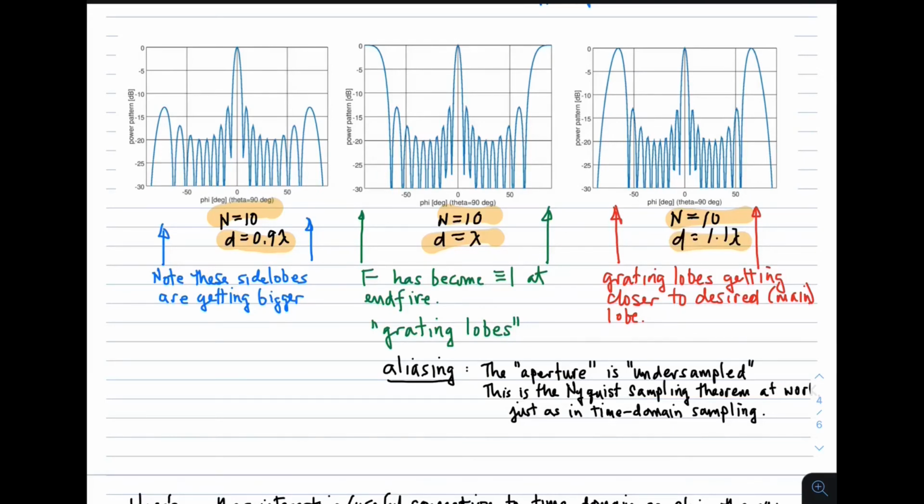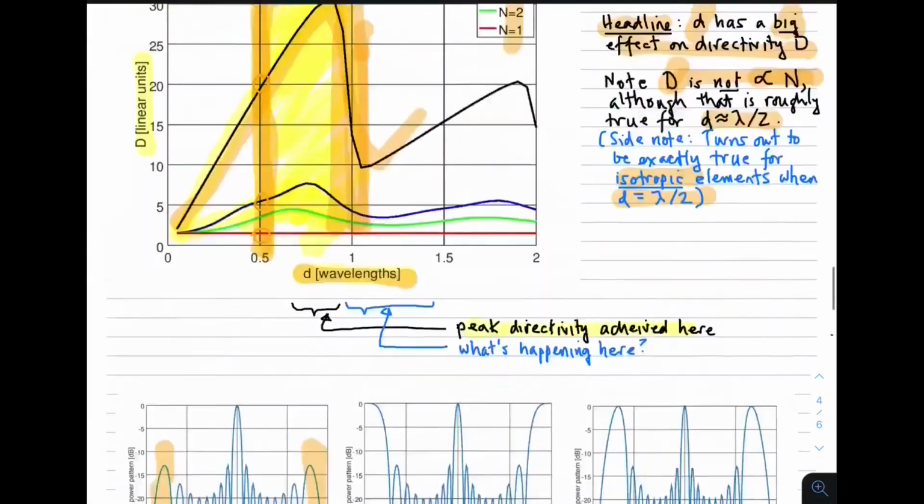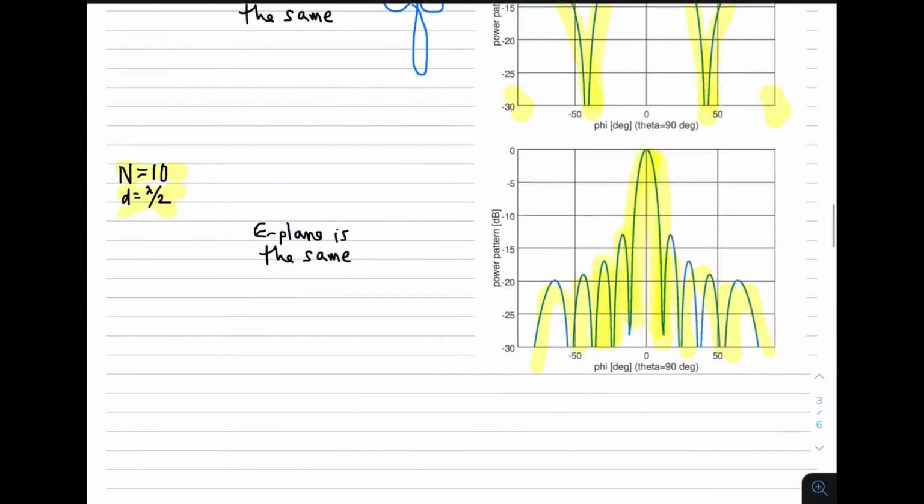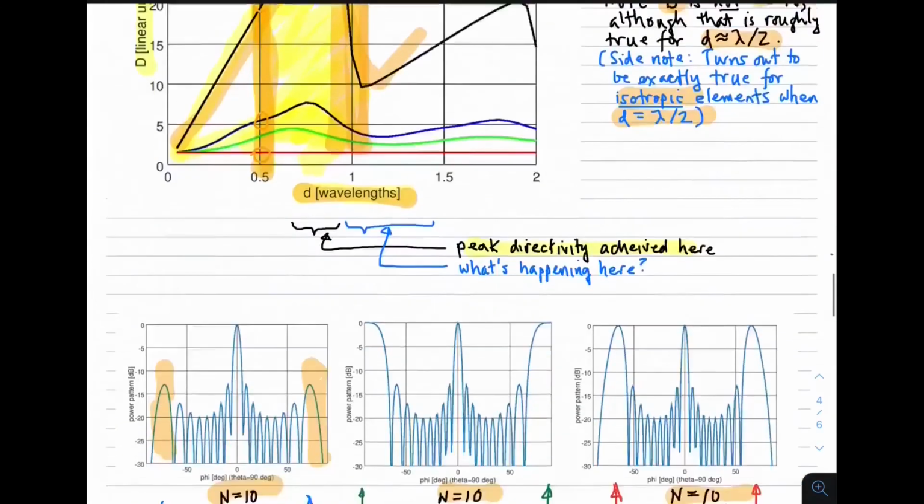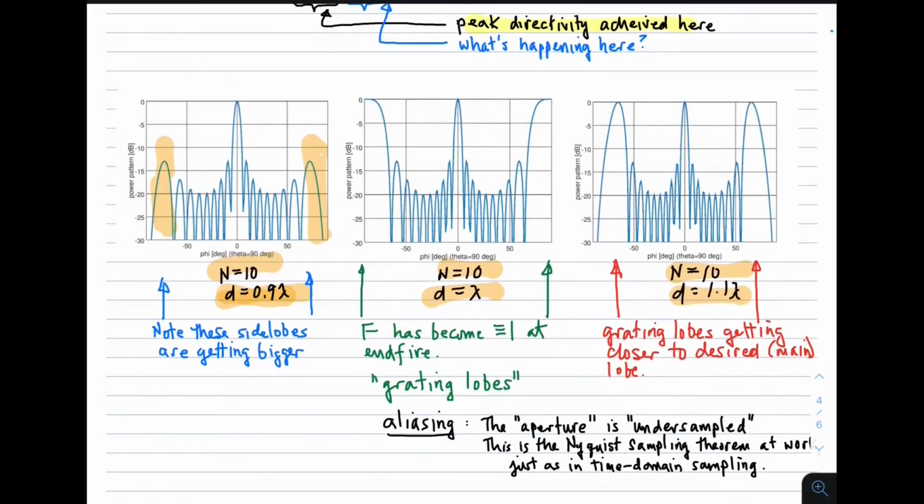What you should note is that as the spacing increases, these side lobes are getting bigger. At half a wavelength and 10 elements, these side lobes were pretty small. But now they're creeping up as the spacing increases. We get to a wavelength, and suddenly we get full strength side lobes which are as big as the main lobe. So at this threshold value of 1 wavelength, the side lobes are as big as the main lobe. Antenna folks call these side lobes grating lobes.